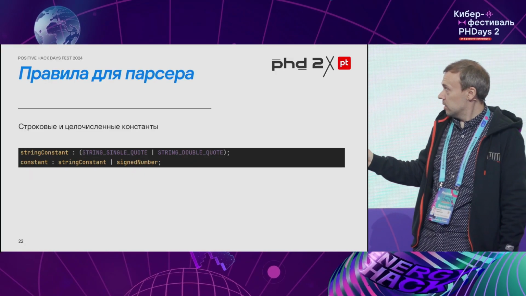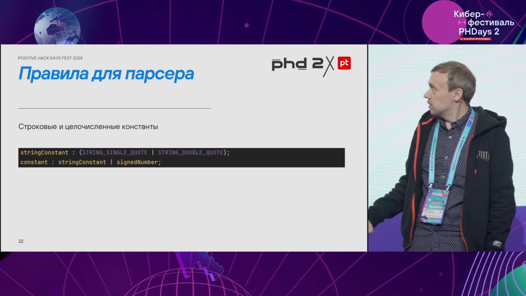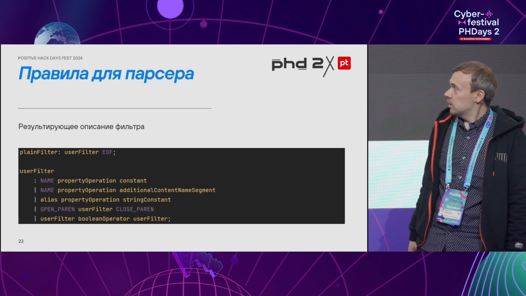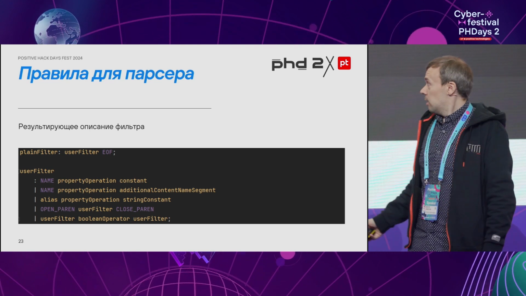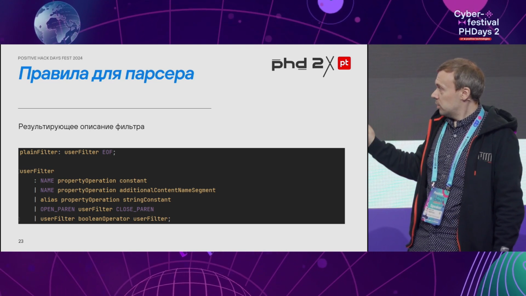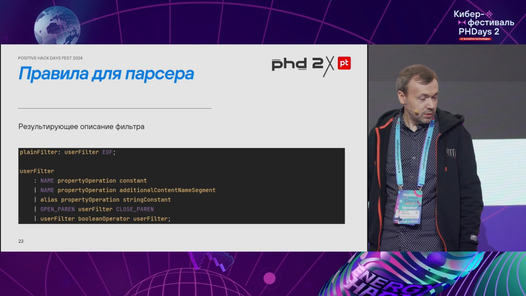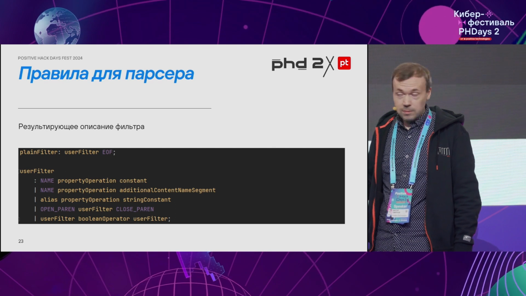This is what we have for strings and for integers. And finally, the most interesting part is the description of our entry filter. This is a complex description. It has 5 different options, and we'll go from top to bottom.